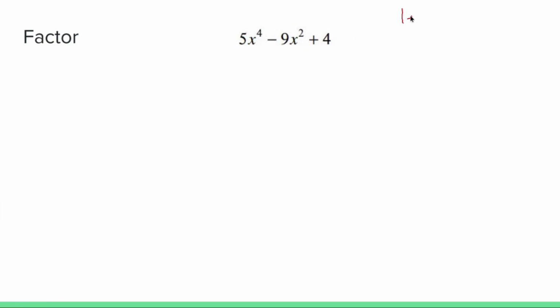So what I'm going to do is let x squared be the same as a. So now you have 5a squared minus 9a plus 4. And you're like, oh yeah, now that looks quadratic. Good job.